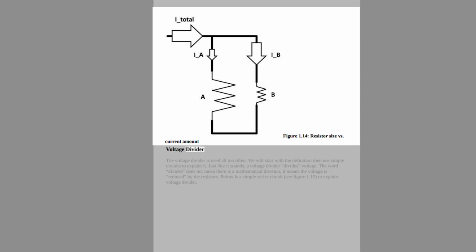Voltage divider. The voltage divider is used all too often. We will start with the definition, then use simple circuits to explain it. Just like it sounds, a voltage divider divides voltage. The word divides does not mean there is a mathematical division, it means the voltage is reduced by the resistors. Below is a simple series circuit, see Figure 1.15, to explain the voltage divider.